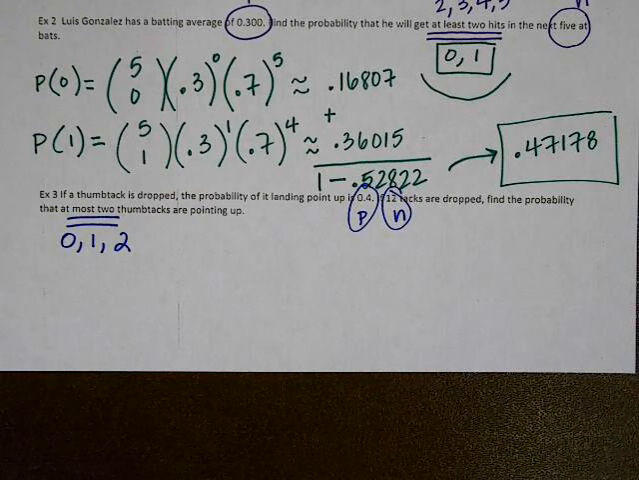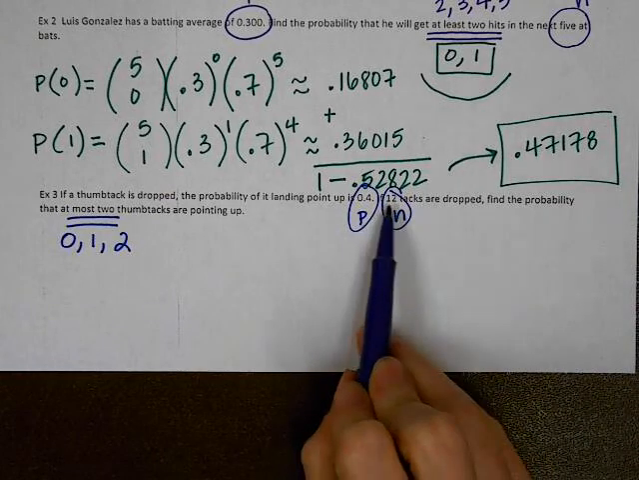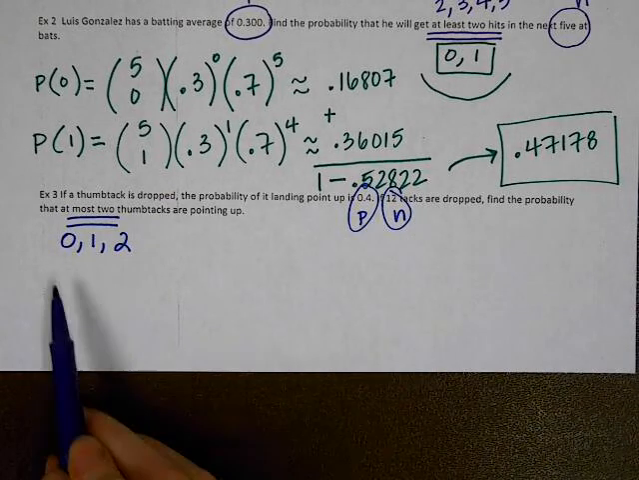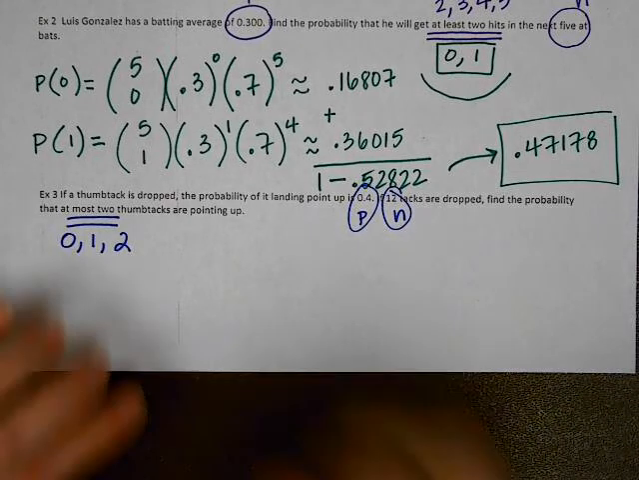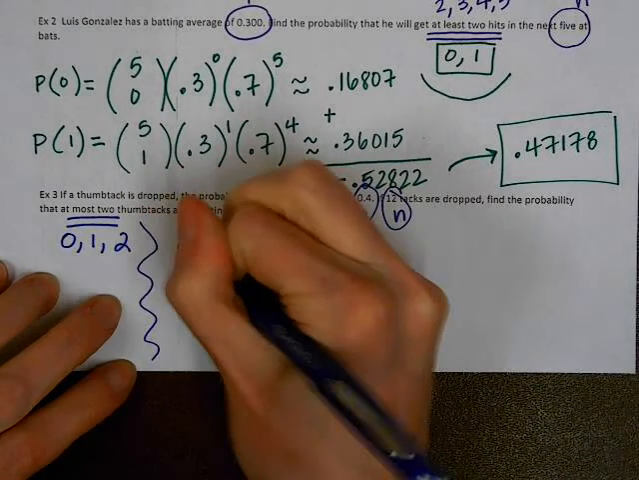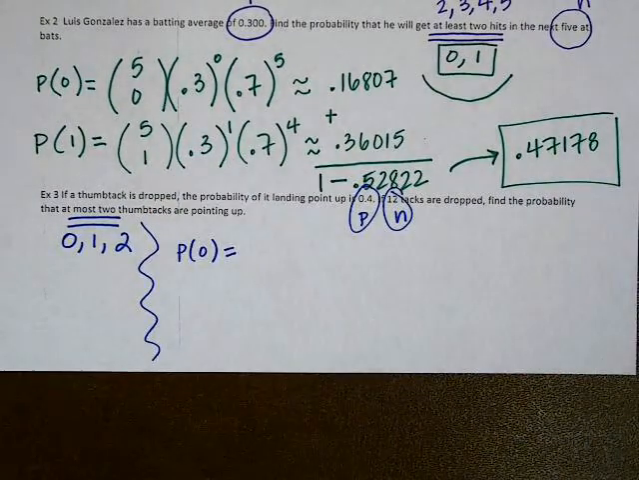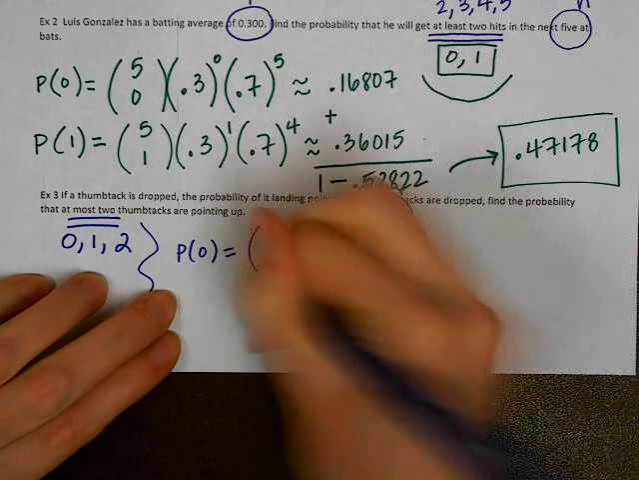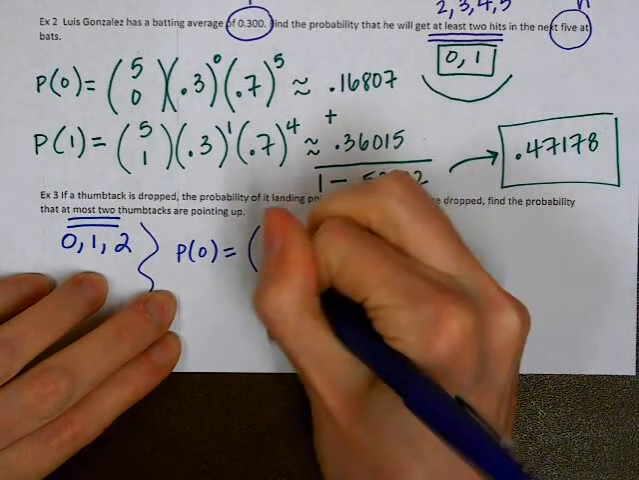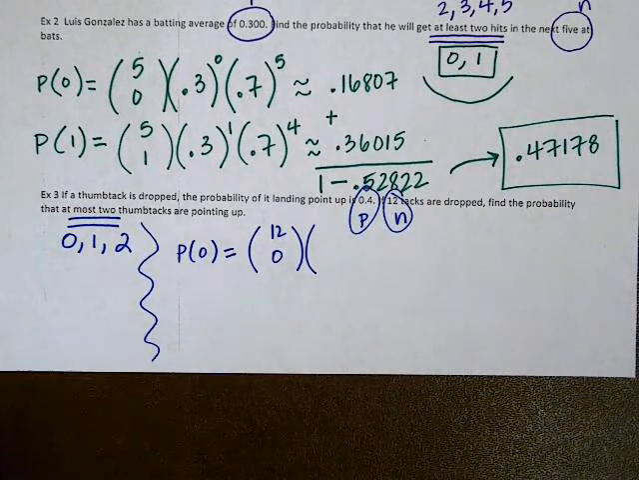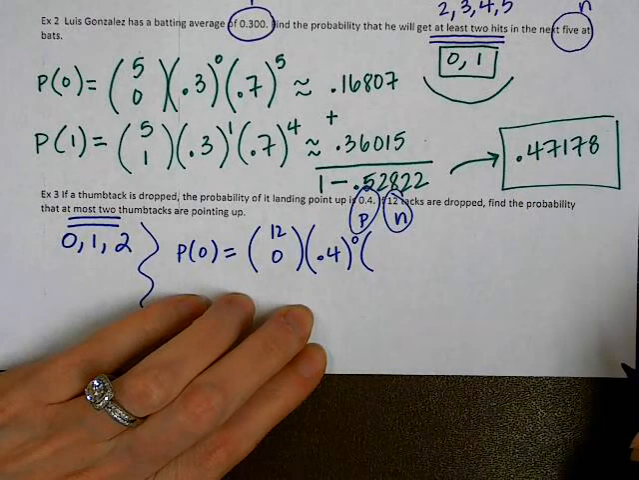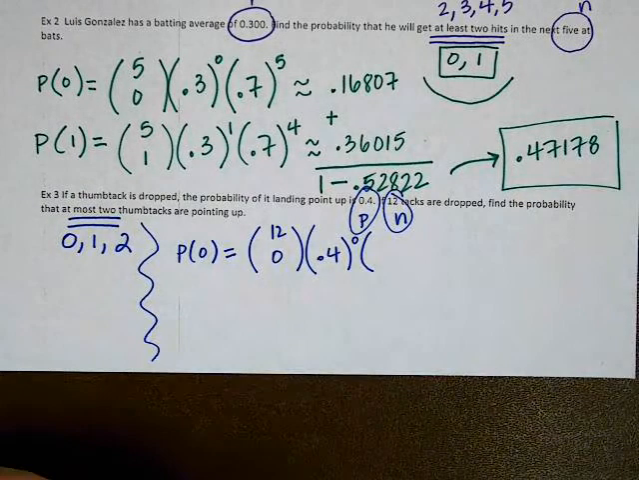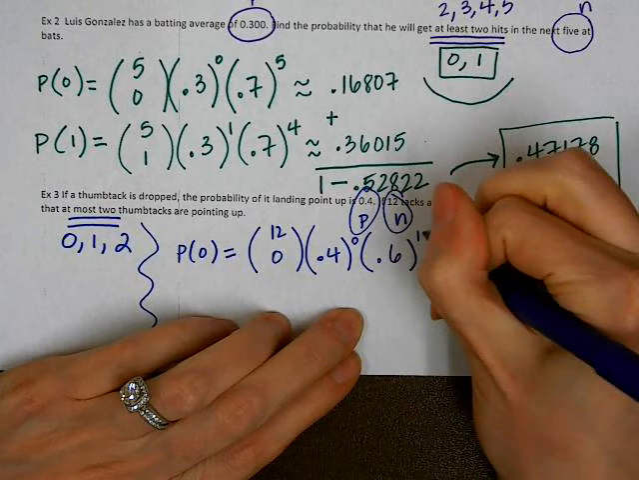All right, so we're going to have to do this 3 times. I'm not going to use the complement because we're doing it 12 times. I don't think finding 3 through 12 is any quicker than 0, 1, and 2. So let's just do those. The probability of 0 thumbtacks popping up would be n choose k, so 12 choose 0, times the probability of a success, which is 0.4 to the 0, times the probability of an unsuccess, which is 0.6 to the 12.